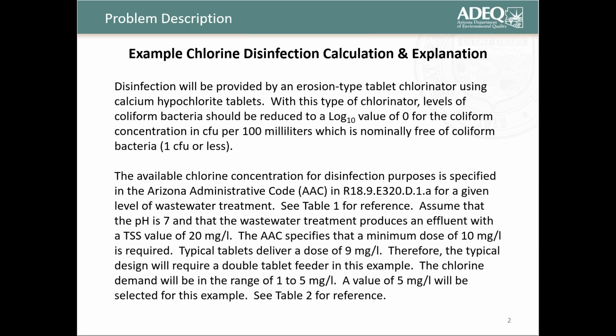Now, the Arizona Administrative Code specifies that a minimum dose of 10 milligrams per liter is required. Unfortunately, typical tablets deliver a dose of 9 milligrams per liter. Therefore, the typical design will require a double tablet feeder in this example. So the chlorine demand will be in the range of 1 to 5 milligrams per liter. A value of 5 milligrams per liter will be selected for this example. See Table 2 for reference, and we're going to look at Table 2 coming up, and that's Table 2 of this presentation.